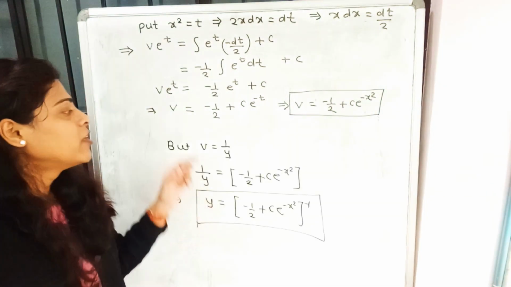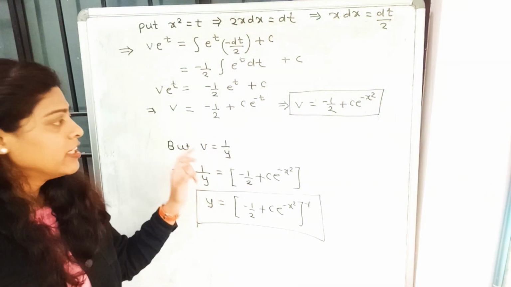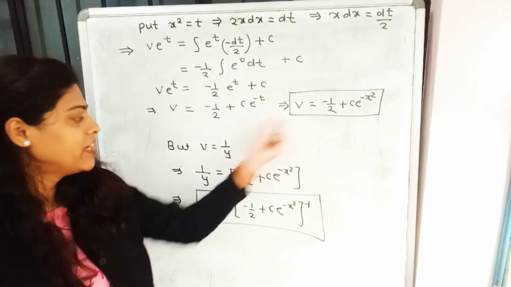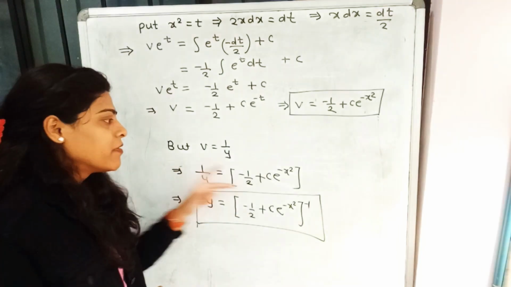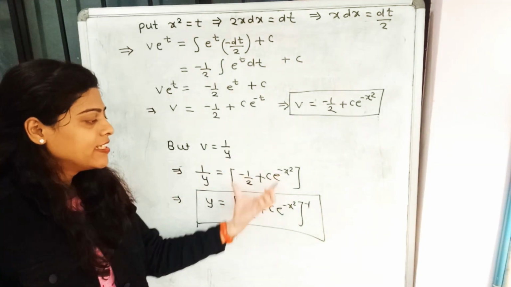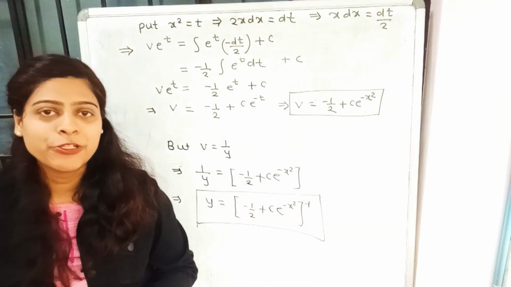But we already know that v is equal to 1 by y. Put this value in this equation, then v is 1 by y, and the right-hand side is as it is. As 1 by y is equal to this, then y is equal to its inverse. Therefore option number 2 is true.